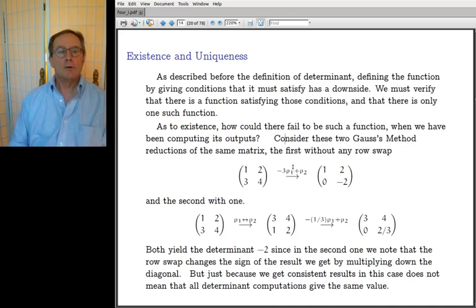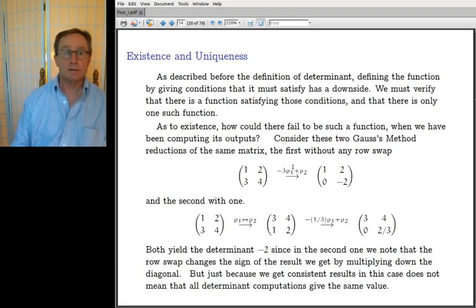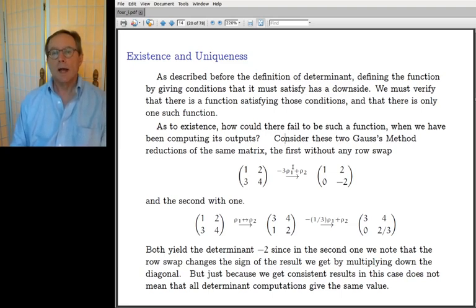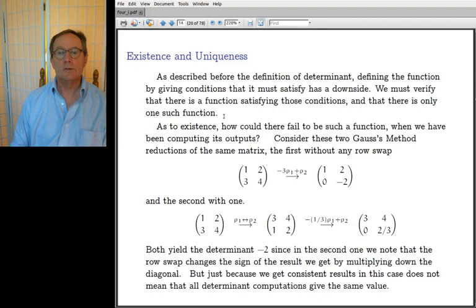Okay, so I told that silly example of the function that does something with multiples of 5 and something with multiples of 2. As we described before, defining a function by giving conditions has a downside, and that is that we have to verify that there is such a function, and furthermore, we have to verify that there isn't more than one such function. So we have to verify existence and also uniqueness. Well, as to existence, somebody might say, how could there fail to be such a function? What do you mean? I've been computing the outputs.